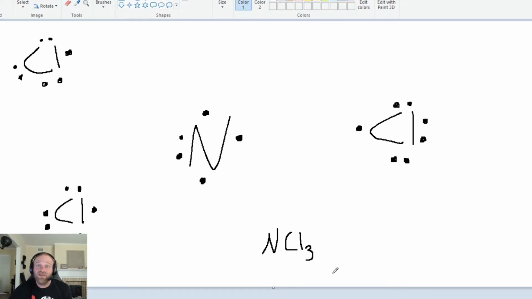Okay, and I need to figure out how to draw a Lewis dot structure. I don't even think this is a real compound, but let's just carry on like it is. So now I want to figure out the total number of valence electrons I have available. Okay, so we have 7 from each chloride. That makes 21, 7 times 3 for the chloride.